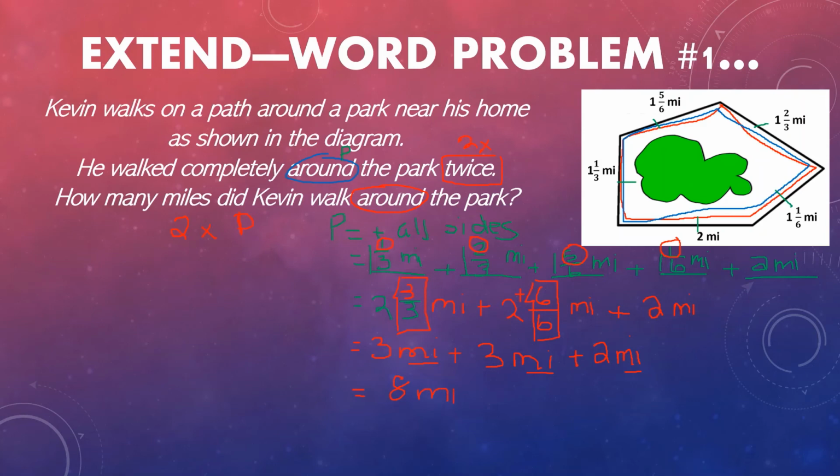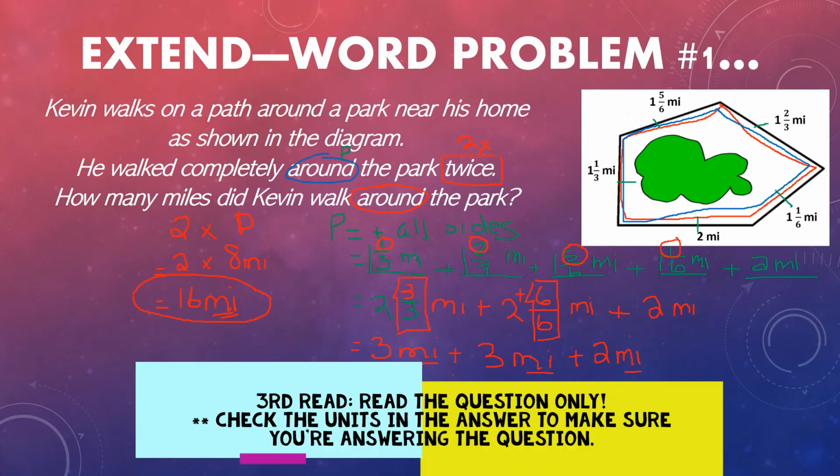But remember, now that we have these 8 miles, we're going to go back to this original expression to solve for this problem. And we're going to substitute in that perimeter for 8 miles. And I know I have to multiply it by 2 because he walked around this park 2 times. When I've done that and solved for it, I will see he walked 16 miles around this park.